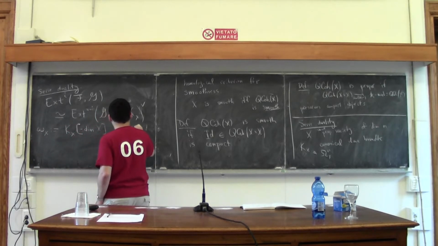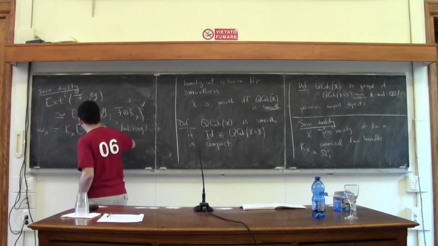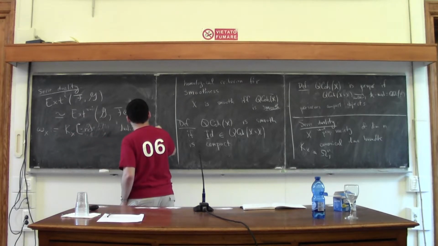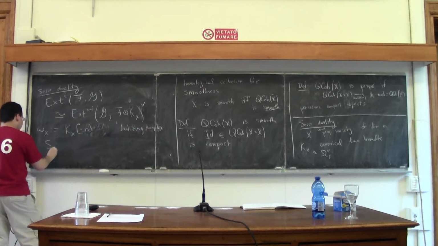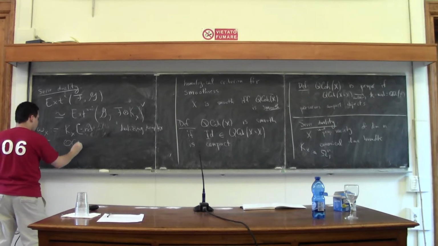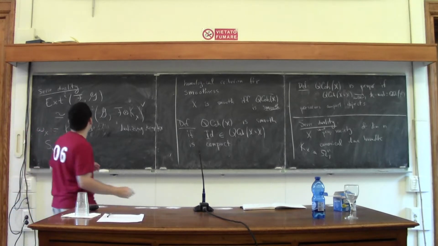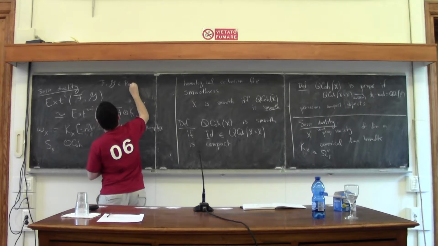What's that? The dimension of X is n, right? Yeah. The dualizing complex. Oh, and if we define S sub X. Oh, yikes. I forgot to say, F and G have to be perfect complexes.